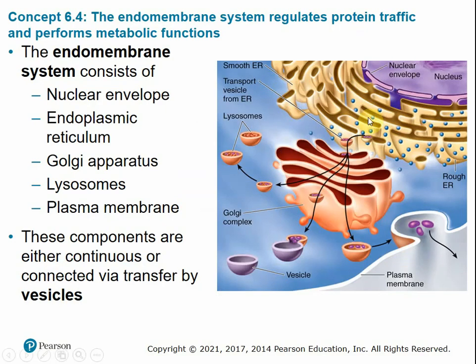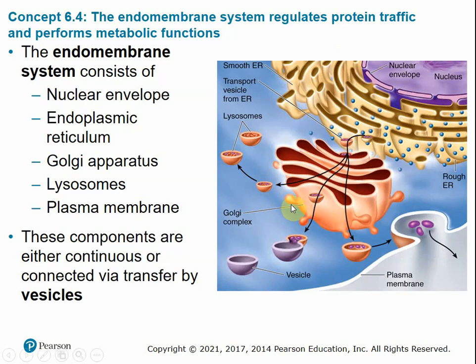So the bound ribosomes are part of this endomembrane system. It's going to consist of the nuclear envelope, where the genetic instructions are found. We're going to pass through, and enter into the endoplasmic reticulum where we have these bound ribosomes. The proteins made by these bound ribosomes will then be packaged by the Golgi apparatus into vesicles or lysosomes, where then they can bud out of the plasma membrane and travel wherever they need to go. So this endomembrane system you can think of as regulating the protein traffic that helps perform different metabolic functions.